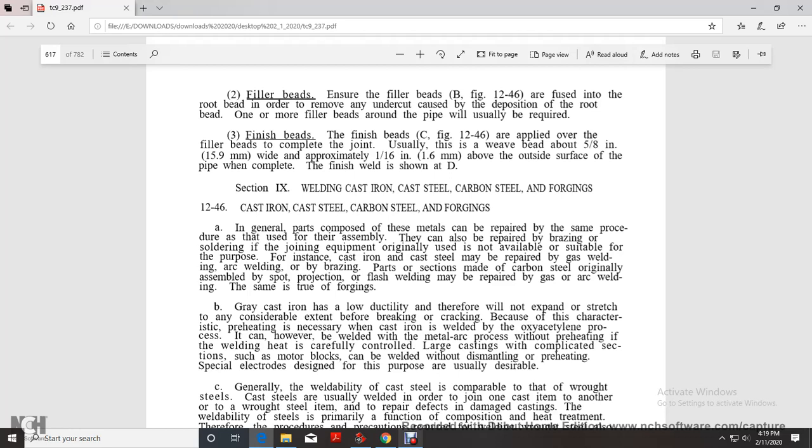Section 9, Welding: Cast Iron, Cast Steel, Carbon Steel, Forgings. General: parts composed of these materials may be repaired with some of the same principles. Assemblies may be repaired with brazing and soldering, joining equipment originally used not being available or suitable for the purpose. Parts of cast iron and cast steel may be repaired with gas welding, arc welding, or brazing.